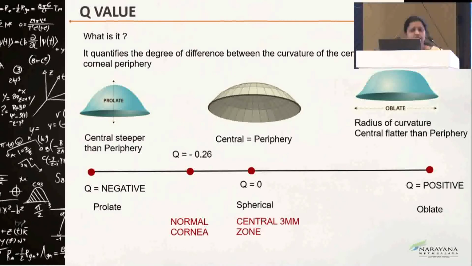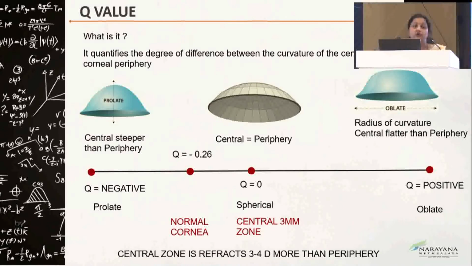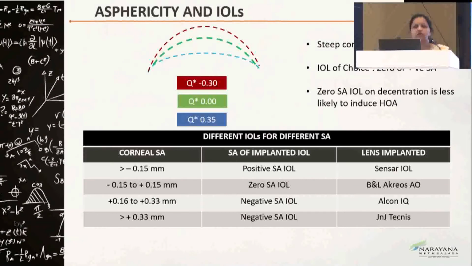We all know that the central cornea is steeper than the peripheral cornea, which gives us a prolate cornea which has a Q value which is negative. In keratoconus, this Q value is altered and becomes more negative. So we need an IOL which has at least a zero or a positive spherical aberration.